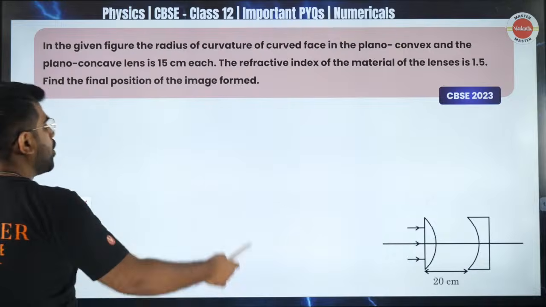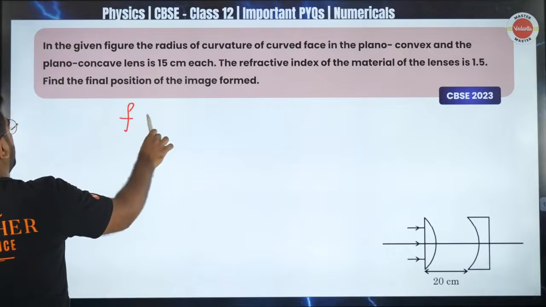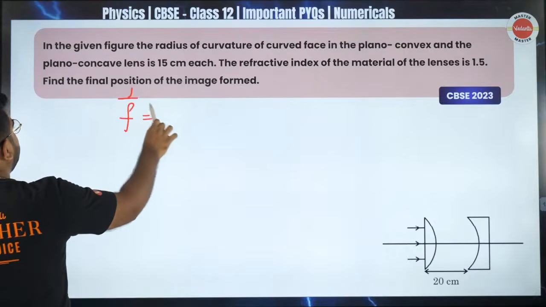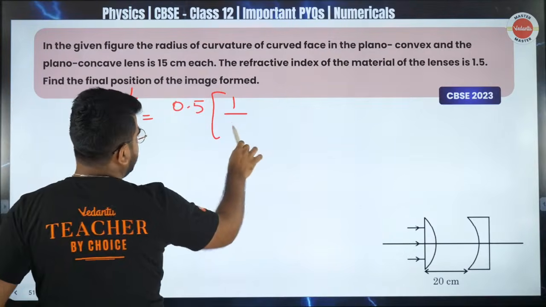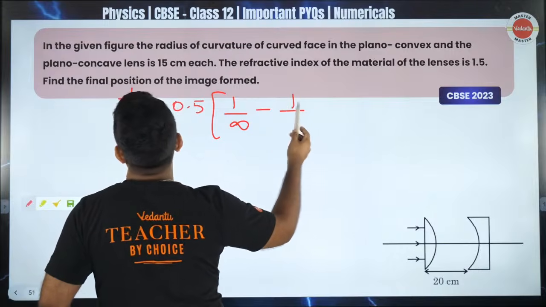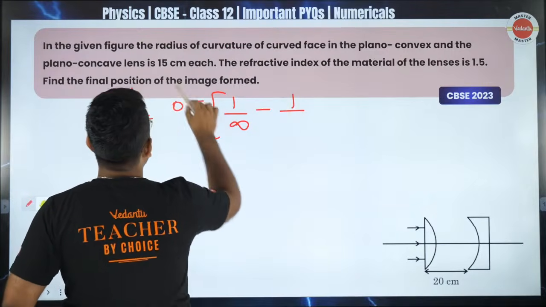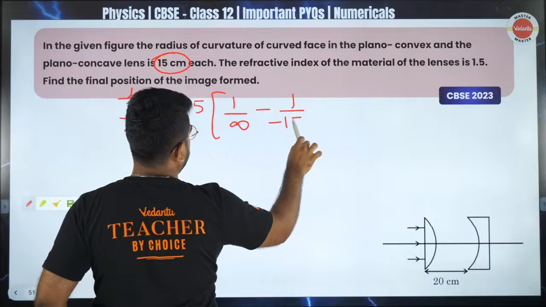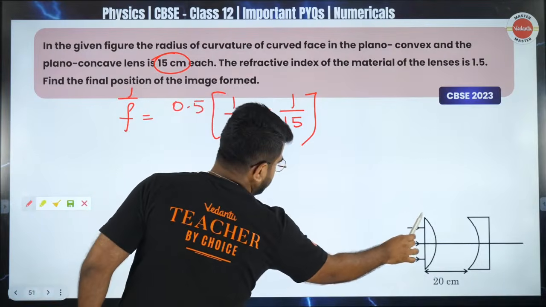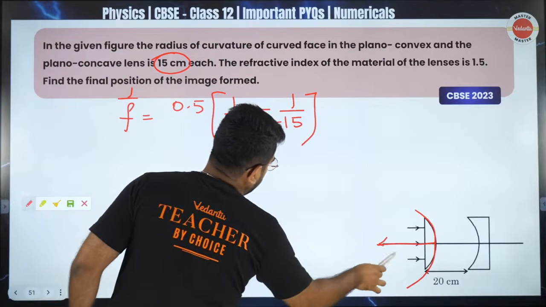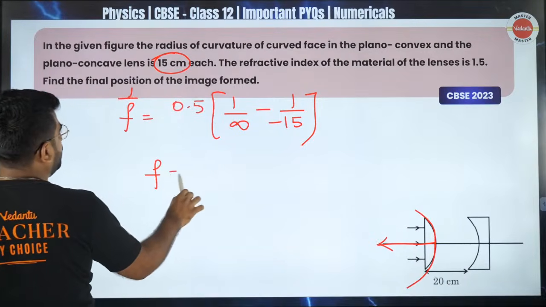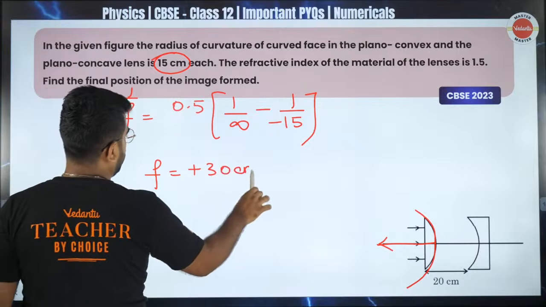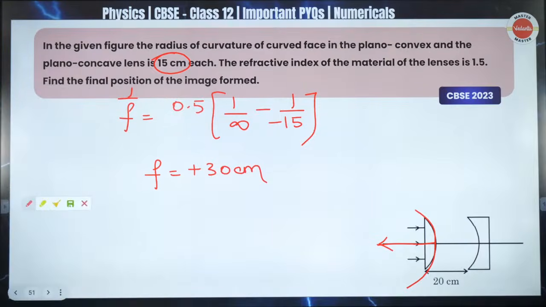1.5. So what is the focal length of that? Can you all help me? 1 by f is equal to 0.5 into 1 by infinity minus 1 by R. R is 15, minus 15. Why minus 15? Because of the way the surface is placed, R will be measured to the left, and if it is measured to the left, it is negative. So f is equal to plus 30.